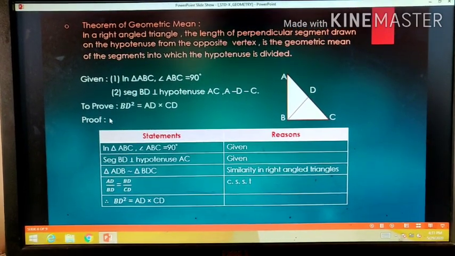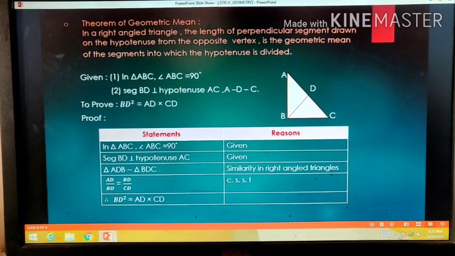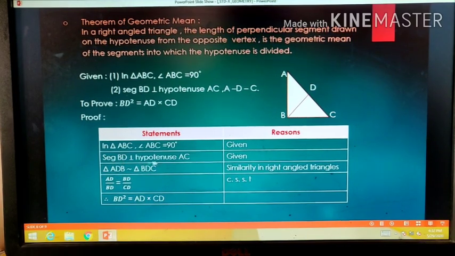Then prove it by proof. In triangle ABC, angle ABC is equal to 90 degrees. This is given. Segment BD is perpendicular to hypotenuse AC. This is also given. Then by similarity in the right angle triangle, triangle ADB is similar to triangle BDC. Then AD upon BD is equal to BD upon CD. These are the corresponding sides of similar triangles.